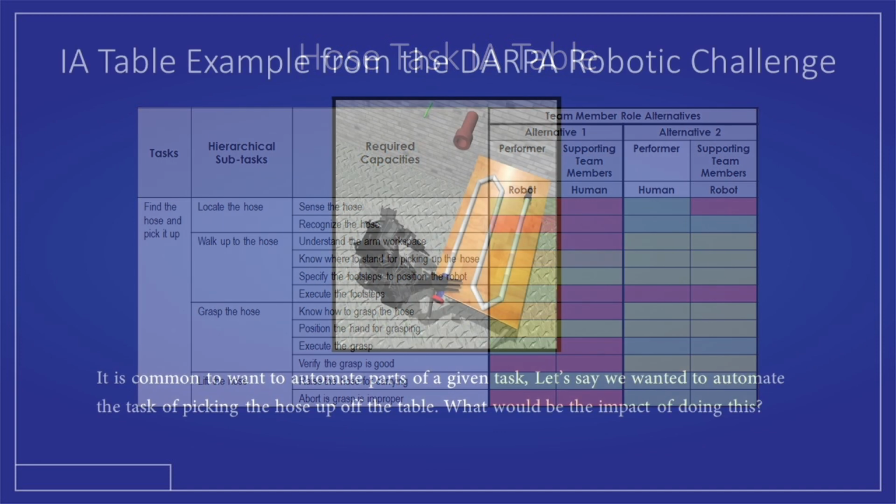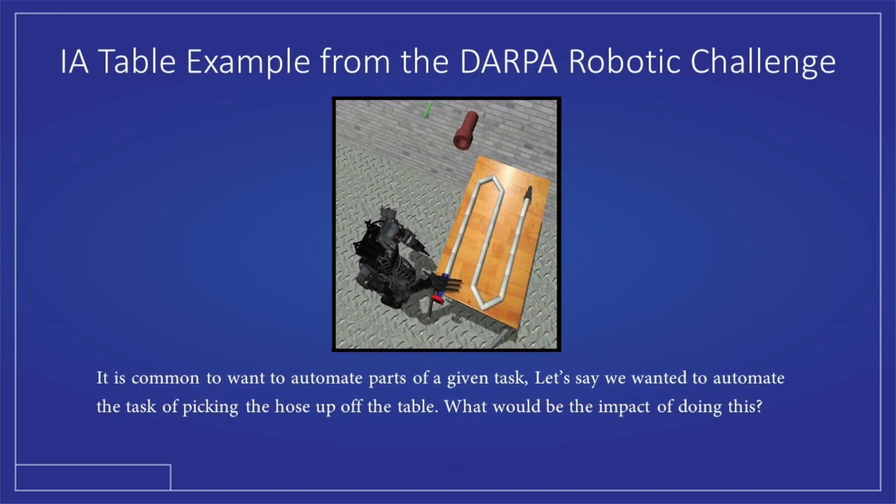It is common to want to automate parts of a given task, so let's say we wanted to automate the task of picking up the hose off the table, the entire task. What would be the impact of doing this? Give it a little thought. What considerations do you have? What options do you have?